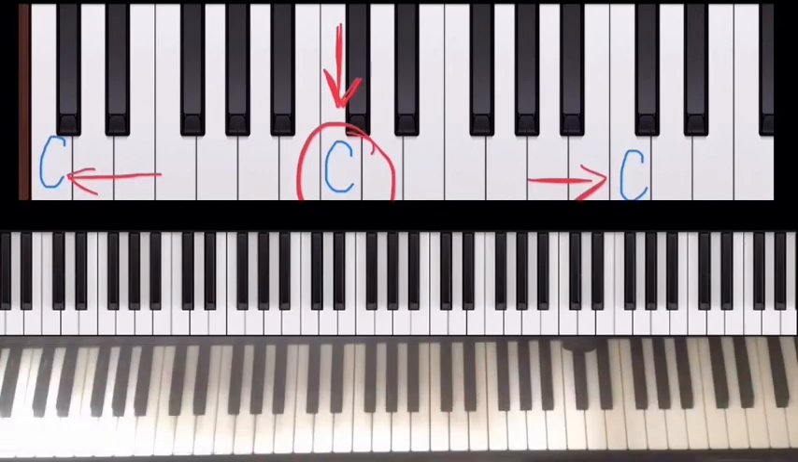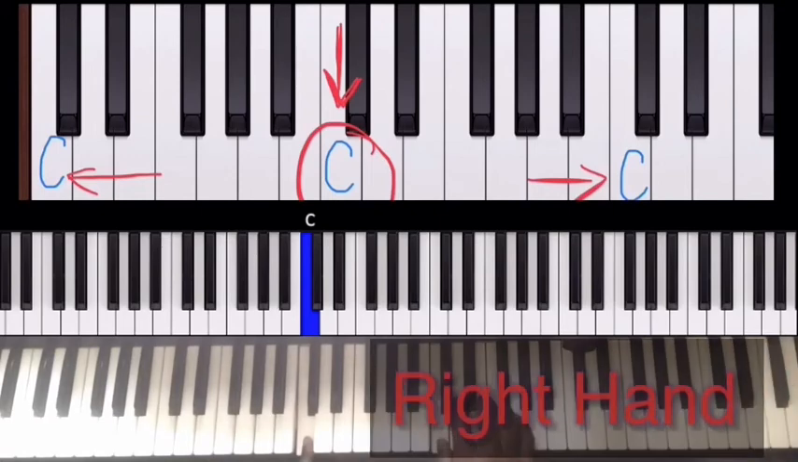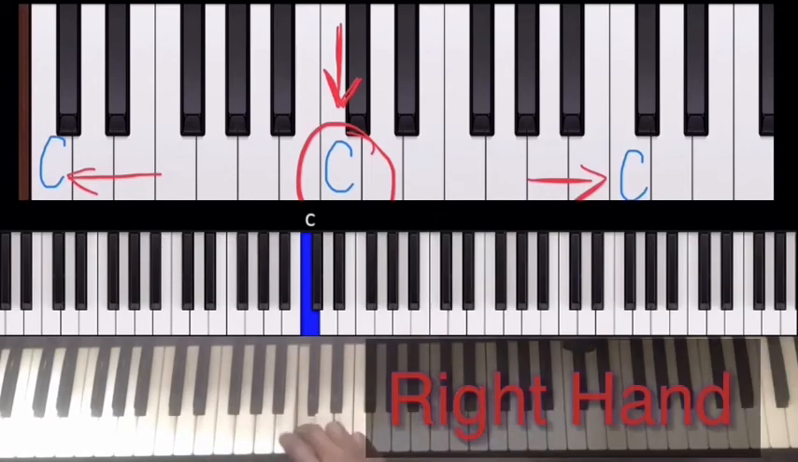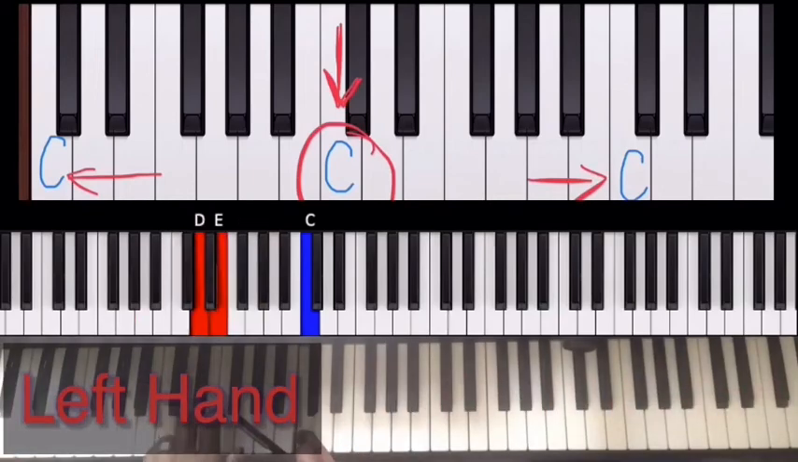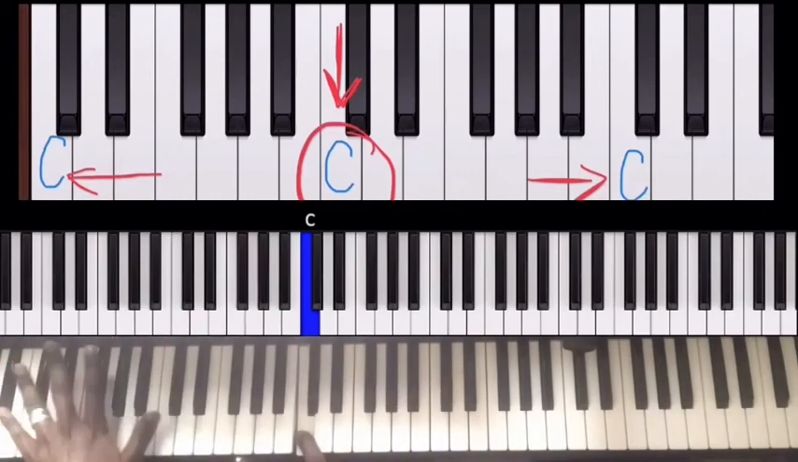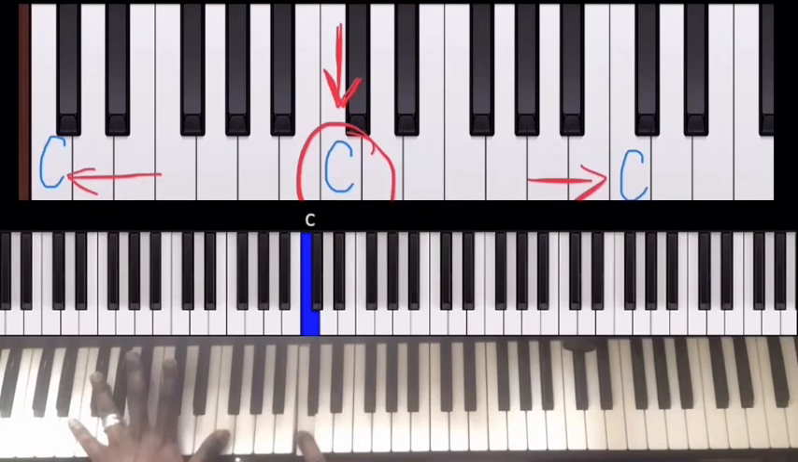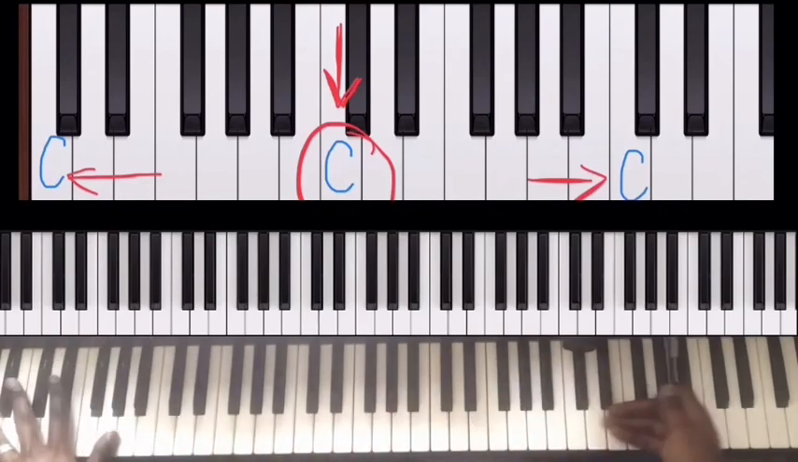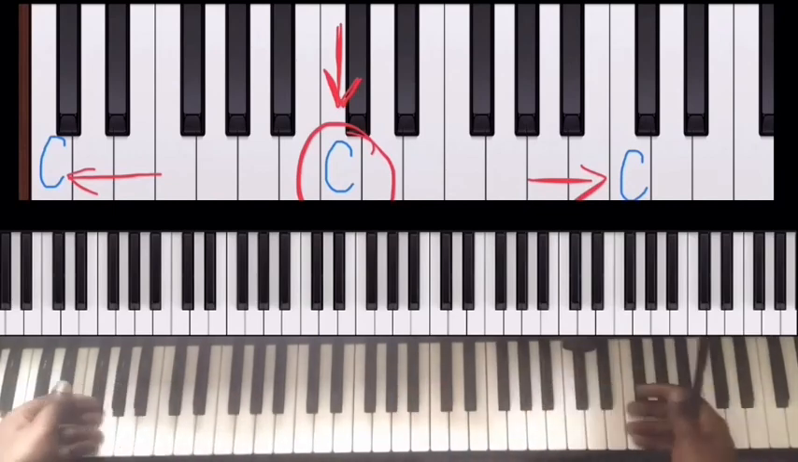Another thing about our middle C is, to the right of our middle C, our right hand usually plays. To the left of middle C, our left hand usually plays on that side. Sometimes our left hand can cross over, but usually we'll keep it down to this side. It's not an absolute rule, but usually that's where our hands will play.